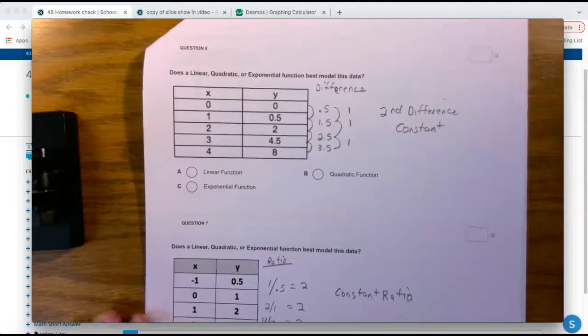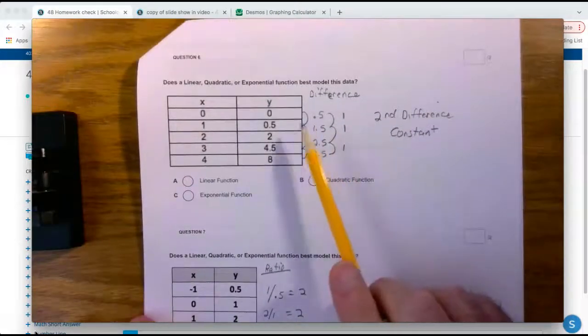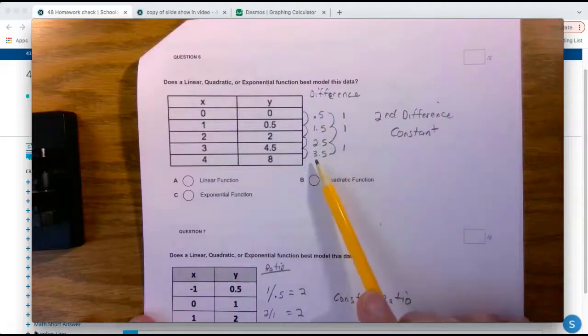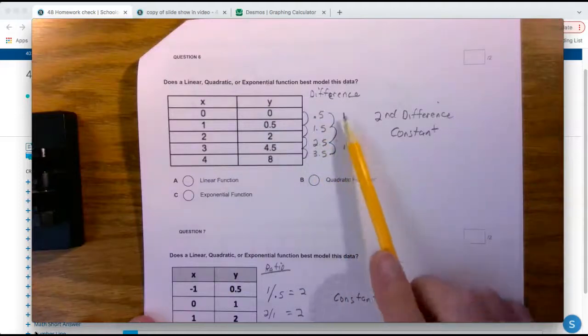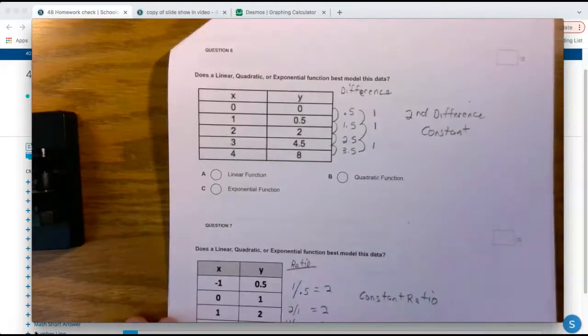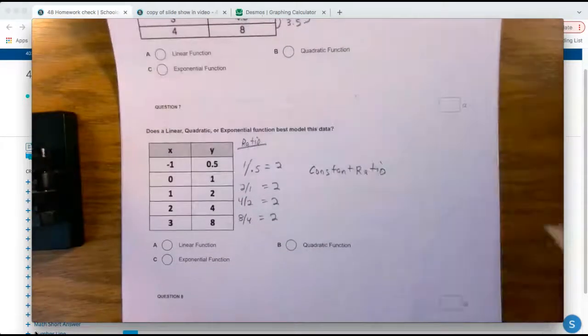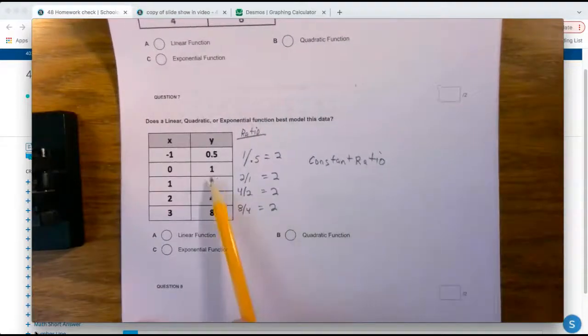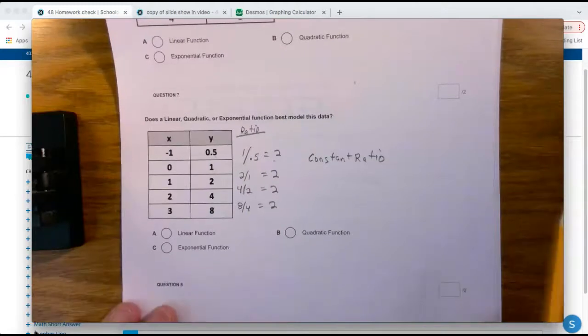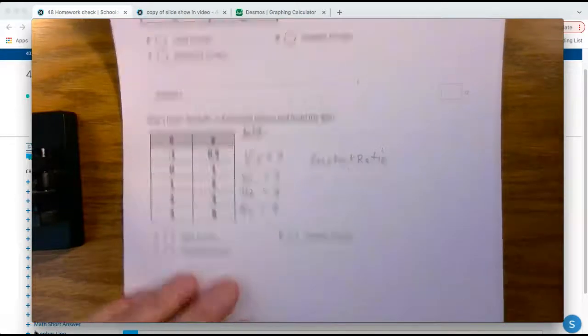All right, guys, this one here, I did the first difference. A little tricky one here, okay? Half, 1.5, 2.5, 3.5, but the second difference was 1 each time. The second difference was constant. Number 7, I did the ratio again. Again, it goes up by 2 each time. It doubles every time. Don't let this half mess you up. 1 divided by a half, that's 2. Constant ratio again. It's exponential.